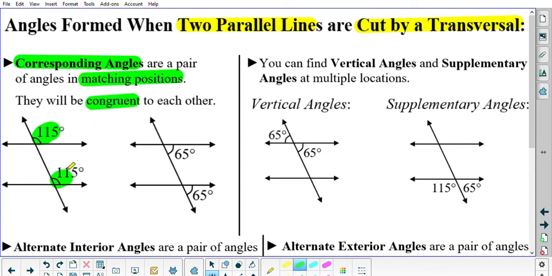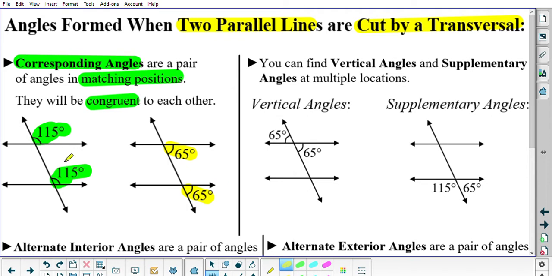So they're in matching positions, and as you can see, they are congruent, both 115 degrees. Likewise, here I have an angle in the bottom right-hand corner. Here I have another angle in the matching position, bottom right-hand corner, but of the upper part of this drawing. They are matching positions. They are a pair of corresponding angles. And as you can see, they have the same measure.